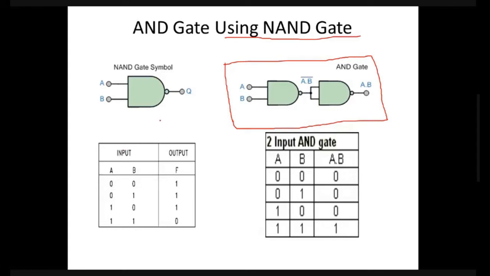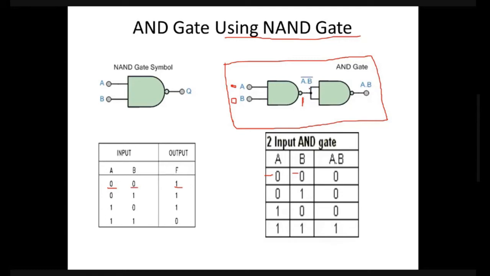So first we have to give the input. Suppose the first input is given as 0, and B is also 0. Then the first input is 0, the second input is 0. Then we have to check whether the output is A dot B, that is 0, or not. Here A equals 0, B equals 0, the NAND output is 1. So here we take the output as 1.